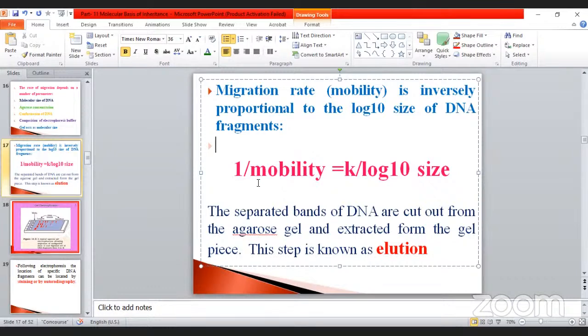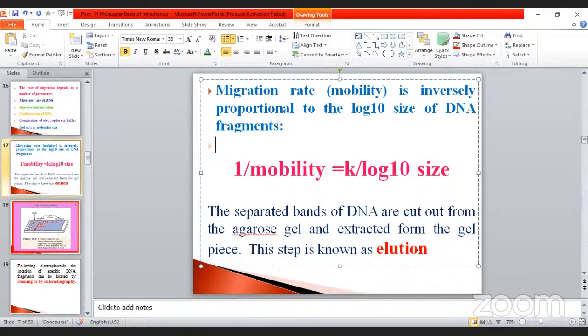When the molecules are separated, you obtain them in the form of bands from the gel. That process is called the elution process. Elution: the separated bands of the DNA are cut out from the agarose gel and extracted from the gel piece. This step is known as elution.